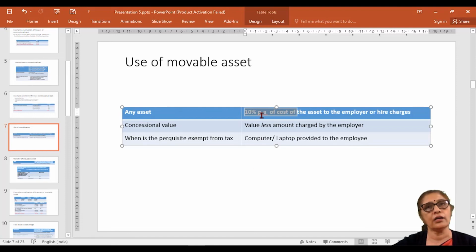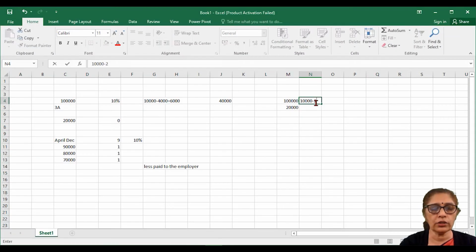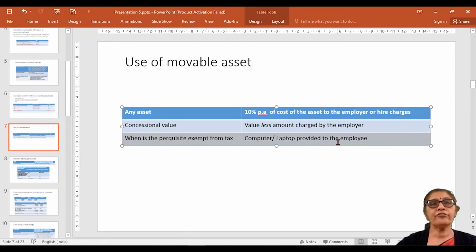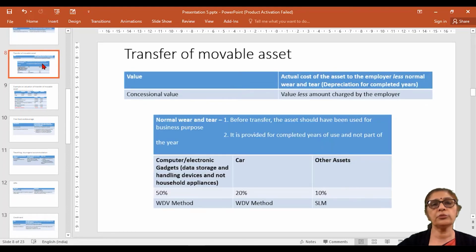And if it's higher charges, like we have done in earlier cases. Concessional value, whatever you pay. For this 10,000, if you have paid 2,000, the value would be 10,000 minus 2,000. And when is this exempt from tax? If the asset that you are using is a computer or a laptop, then the value of the perquisite is nil. It is exempt. Other than laptop or computer, the value is 10% of the cost. So simple valuation in case of use of asset.